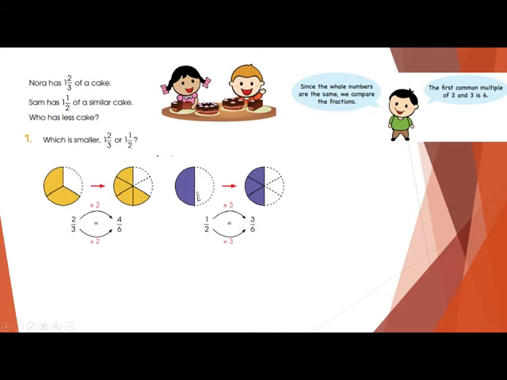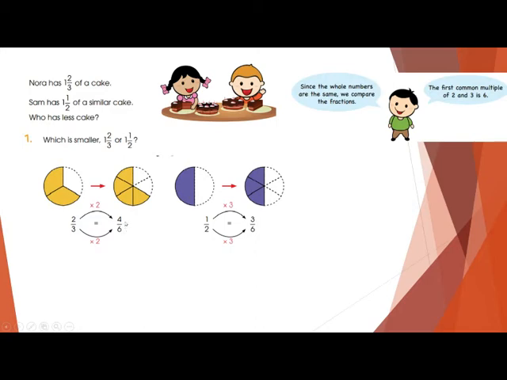And similarly we have one half. So we simply multiply by the other denominator, which is 3. So 1 times 3 is 3, and 2 times 3 is 6. Can you see it? Now we have the same denominator. If we have the same denominator, then simply identify which has the greater numerator. 4 is greater than 3. So you will say the value of 4 upon 6 is greater.